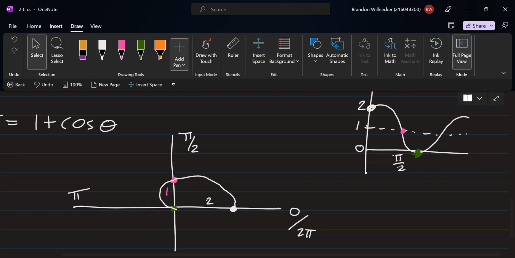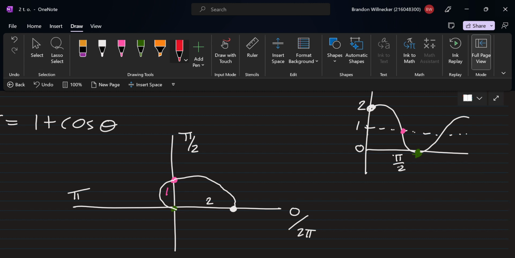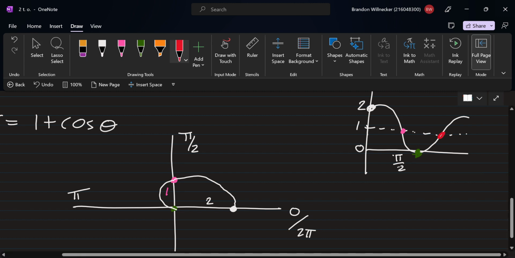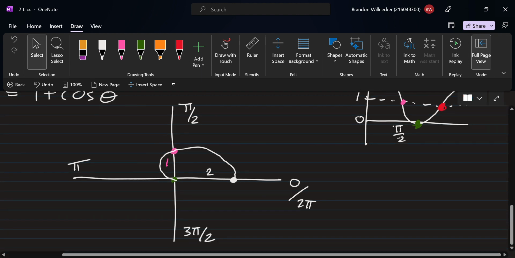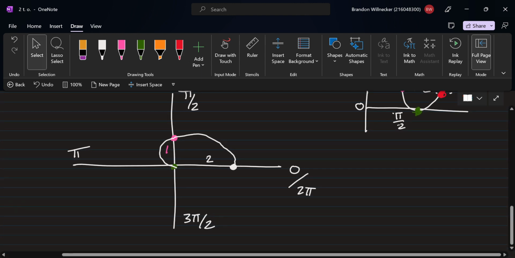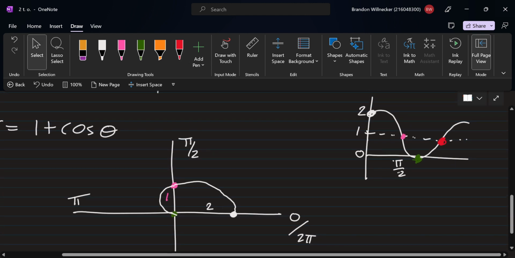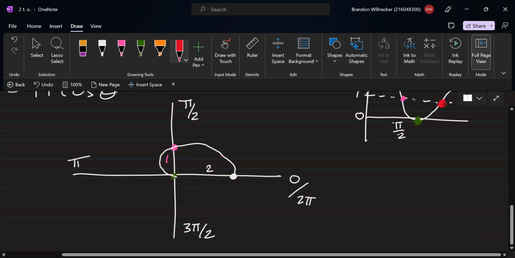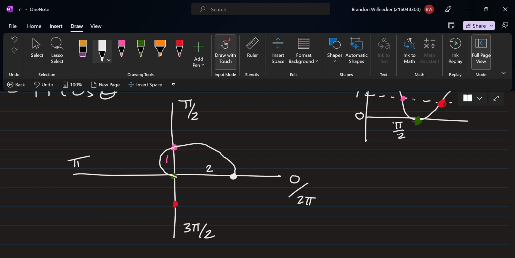Let's get another color, red. So we've got a red dot over there. That's going to be at 3 pi over 2, so that's this line going down. That has a distance of 1. Okay, just looking at the graph. So let's put the red dot over there. So we're going from the green dot to the red dot. The distance starts off at 0, and the distance increases to 1.